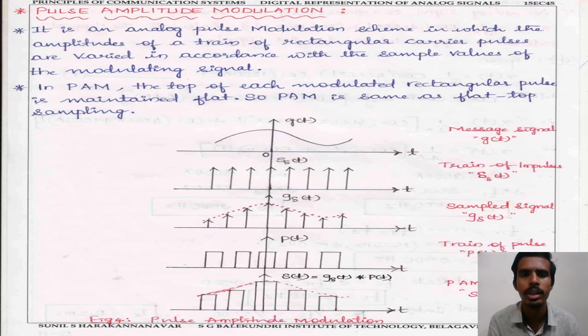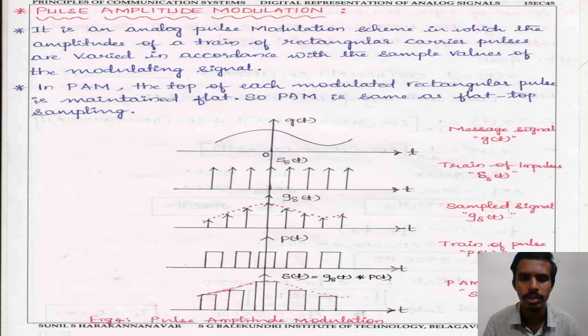So we can understand from this video that pulse amplitude modulation is an analog signal and it is the same as flat top sampling. We can also understand that only rectangular carrier waves are used in this. And next we'll be getting into the waveforms.